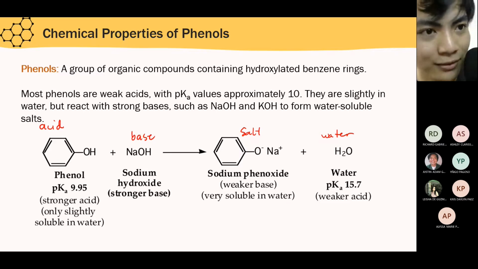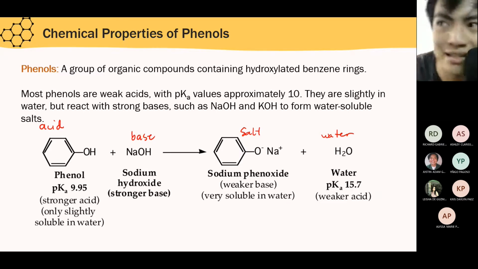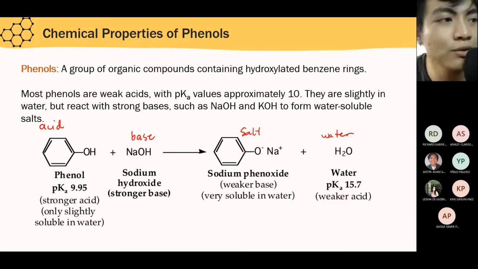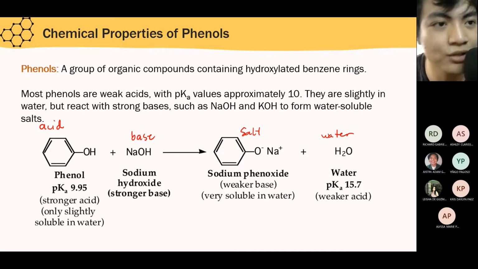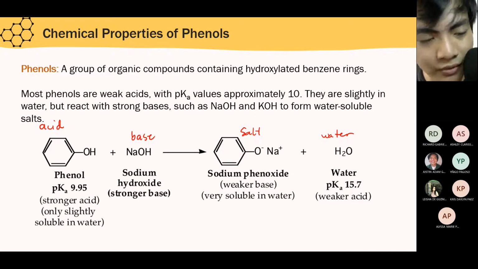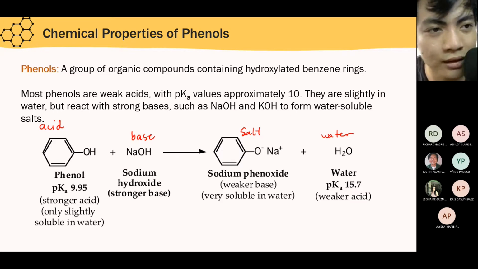Dati kasi hindi natin alam yan eh. But now, we realize na phenols can do acid-base reaction to produce salt such as sodium phenoxide and water as the byproduct. Okay? So, yan. So, that's the first reaction of phenol. Acid-base reaction. So, again, before we move to the next slide, phenol is acidic. Even though it has an OH, no? Hindi siya basic. Acidic pala siya.